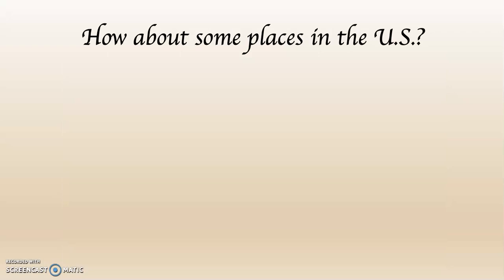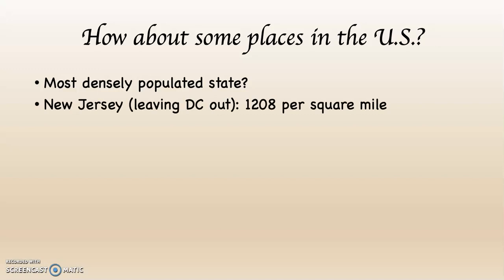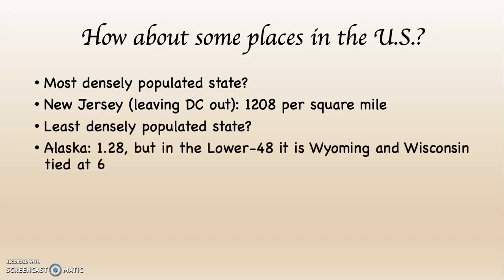How about some places in the United States? You know what the most populated state is in terms of density in the United States? Not number of people, but density. New Jersey, if you leave Washington, D.C. out, 1,208 people per square mile. The least densely populated state? Well, I think you know it's Alaska, 1.28 people. But in the lower 48, Wyoming and Wisconsin are tied at 6 people per square mile.